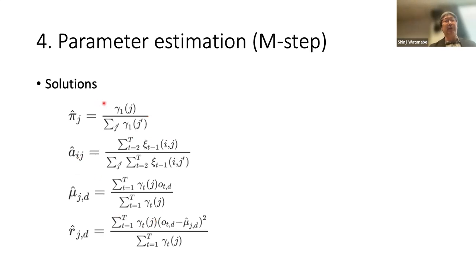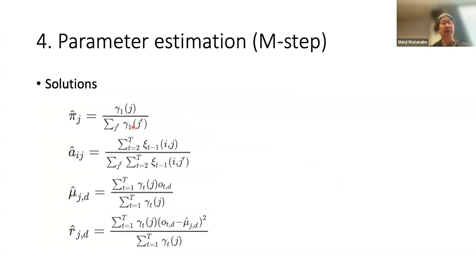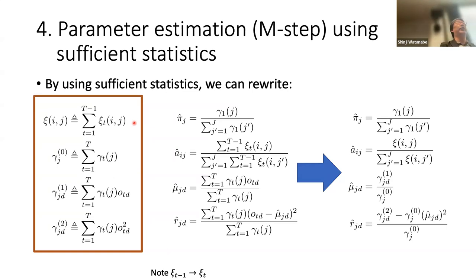By the way, in the M step, after the forward backward algorithm, we now know all of these values, xi, gamma, and so on. By doing that, we can compute all the parameters. We can also rewrite this equation like this. There is not much change there, but basically we take the summation at the beginning. Getting these solutions is very useful when we are performing parallelization.